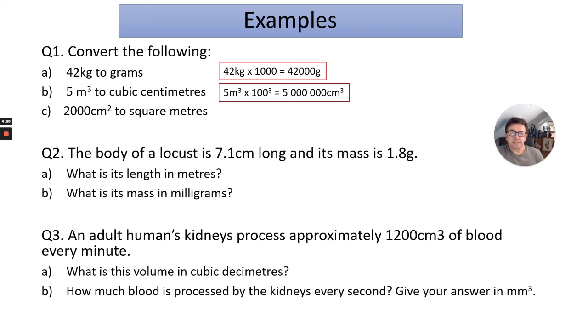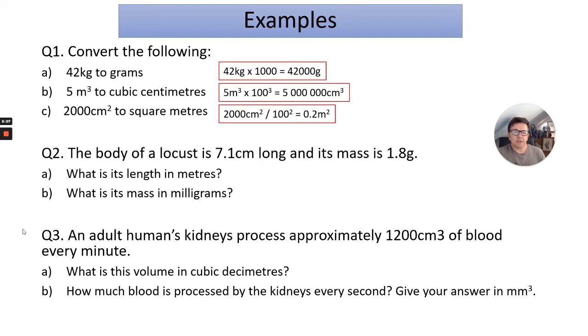And then 2000 centimeters squared to square meters, well, you would divide it because centimeters to meters is from small to large, and because it's square, it's 100 squared, so it's 0.2 meters squared.